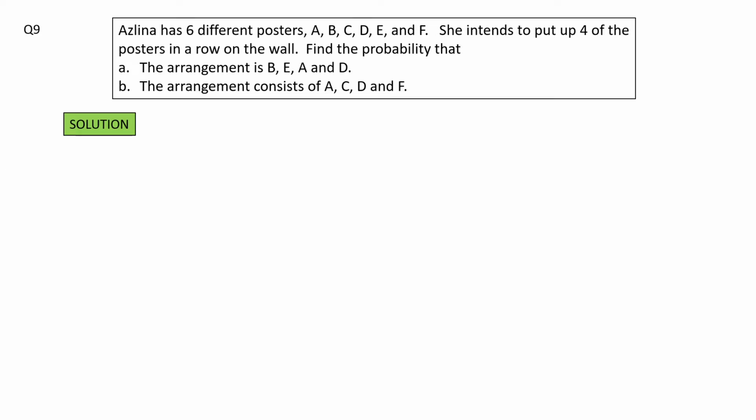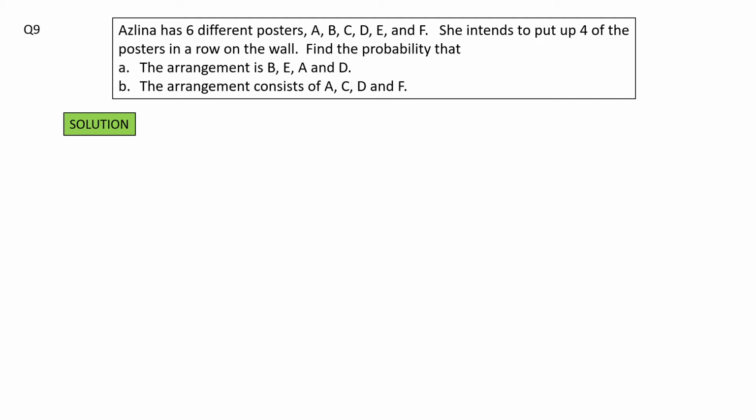Question 9. Azlina has 6 different posters, A, B, C, D, E and F. She intends to put up 4 of the posters in a row on the wall. Find the probability that the arrangement is B, E, A and D. Now this question is different from what we have learned so far. Here it involves probability and permutation, or in other words, arrangement.